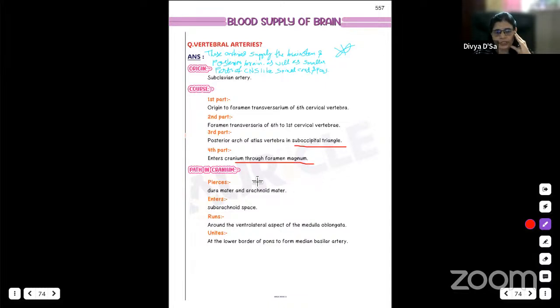How does it enter? It pierces the dura mater and the arachnoid mater and enters the subarachnoid space. Then it goes around the ventrolateral aspect of the medulla oblongata. At the lower border of the pons, it will join with the opposite vertebral artery. There are right and left vertebral arteries, and they join to form the basilar artery.